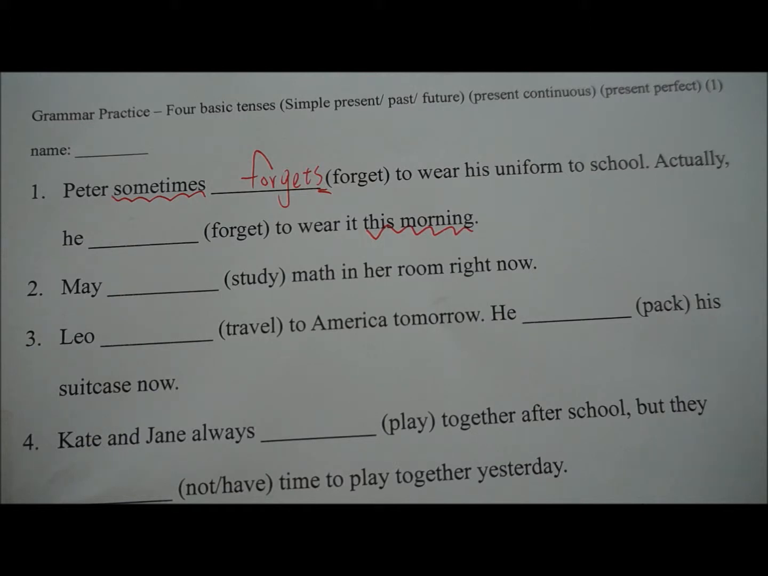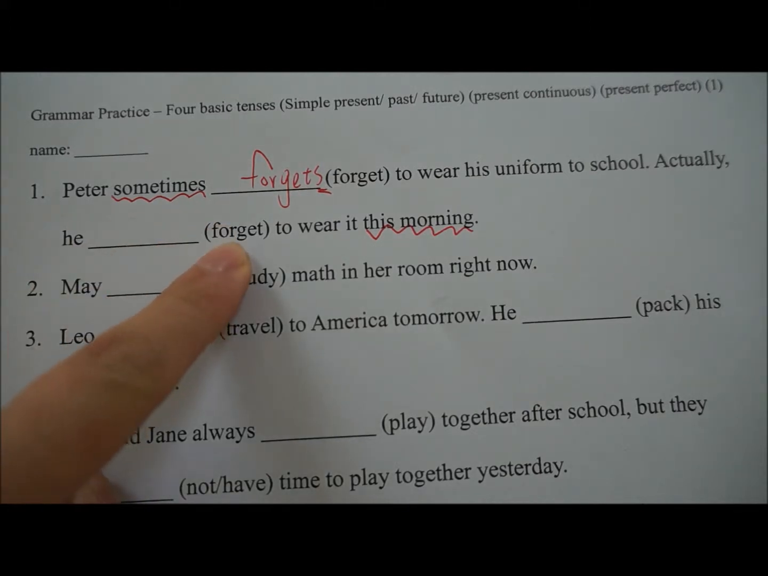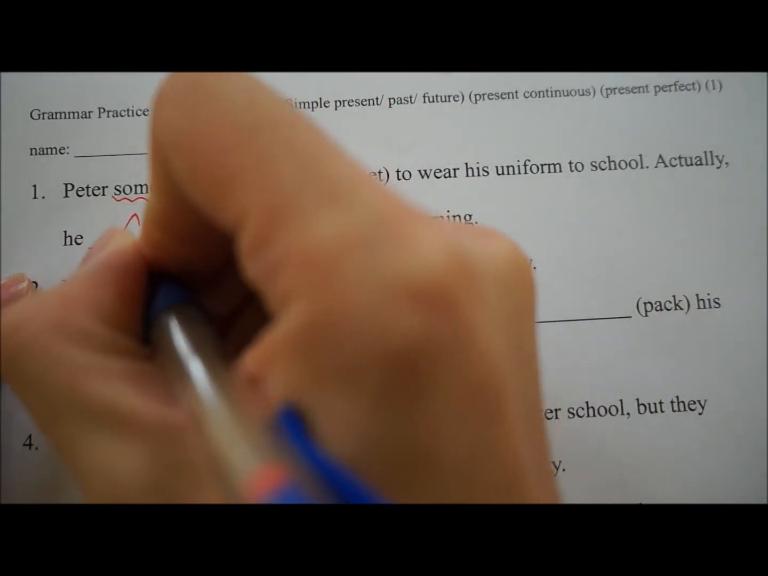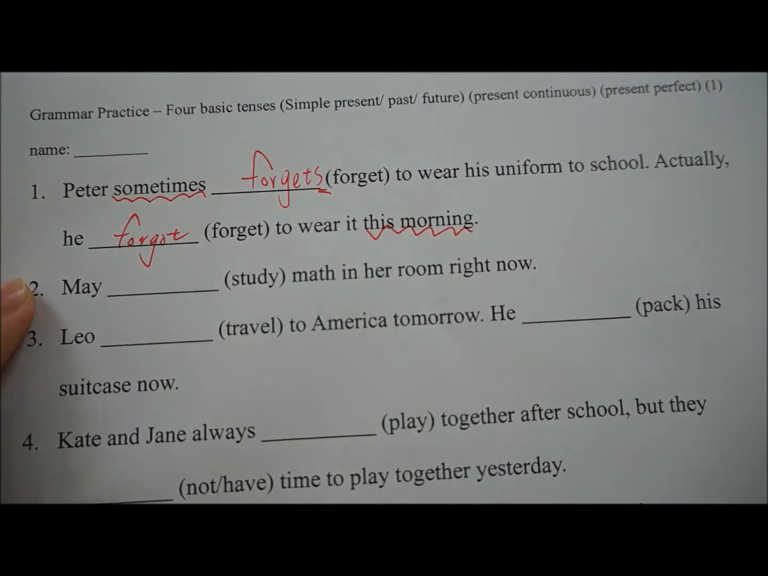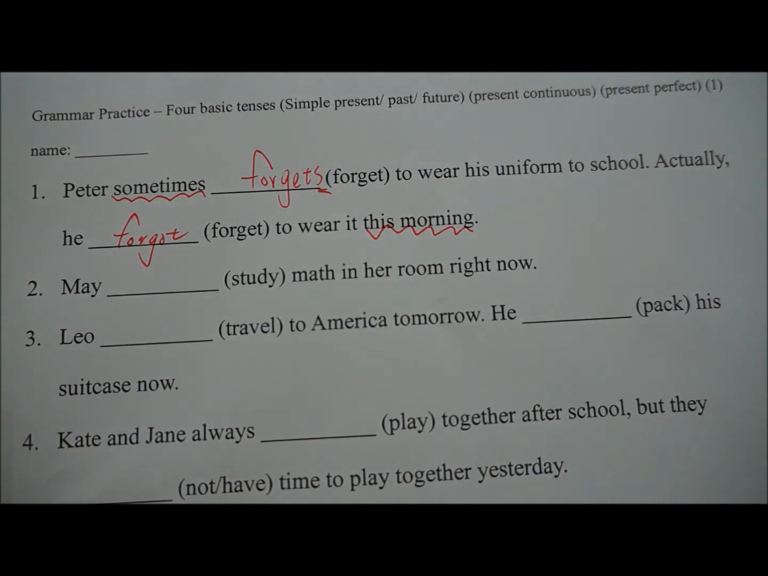So the answer is he. The past tense of forget, it's forgot. He forgot to wear it this morning. So the answer for number 1 is Peter sometimes forgets to wear his uniform to school. Actually, he forgot to wear it this morning. Question number 2. May math in her room right now.